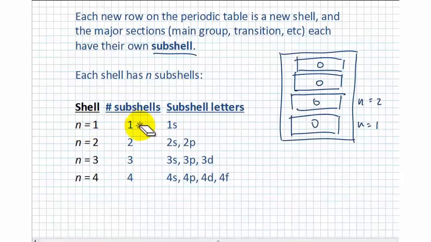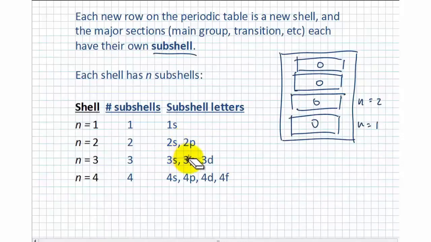So if we look over here, it says each shell has n subshells. So n equals 1 has just one subshell. That means there's no dividers here. There's only one place for stuff to go in that first shell. So our electrons just have one place to go in there. But in the second one, there are 2 places for electrons to go. So when we have 2 subshells, they would be called 2s and 2p. That's just the names that we give to those subshells.